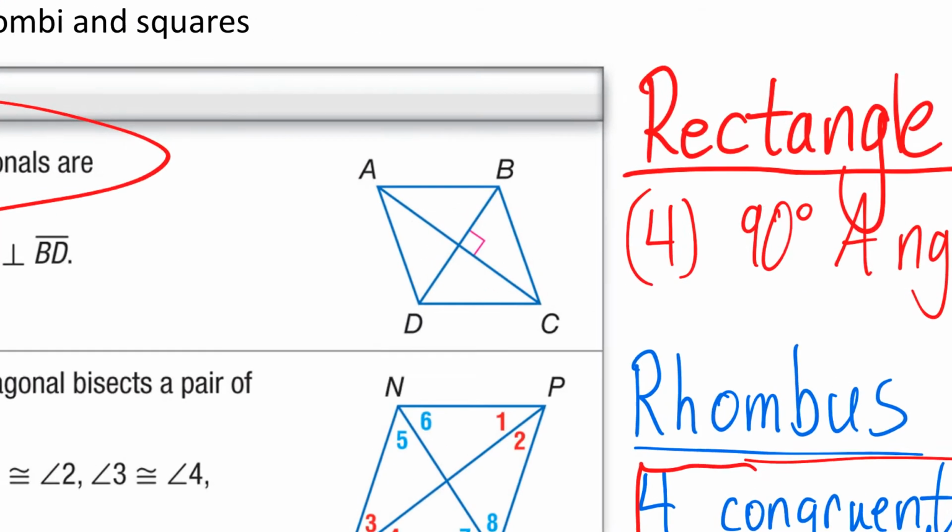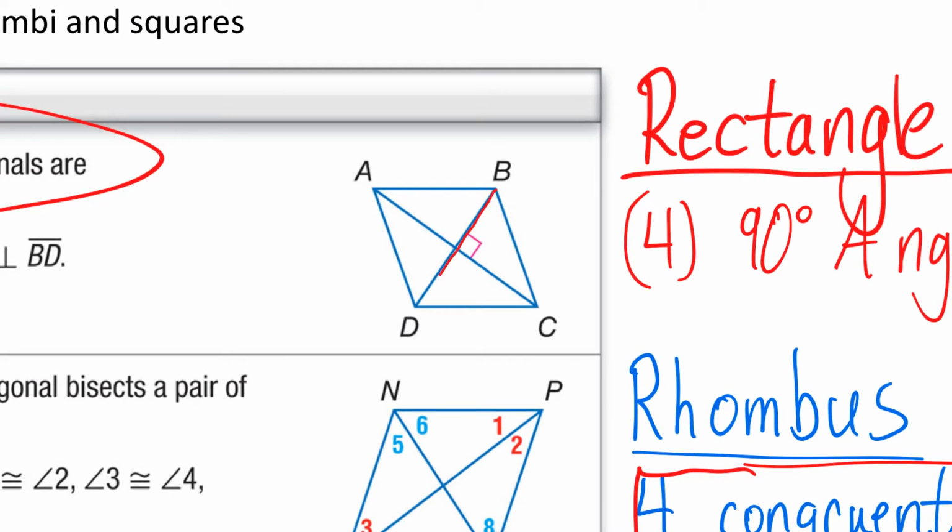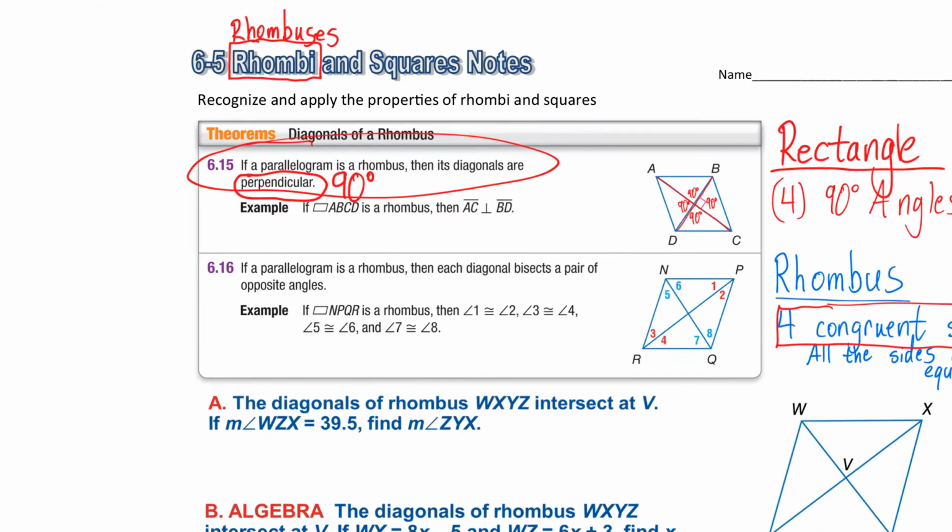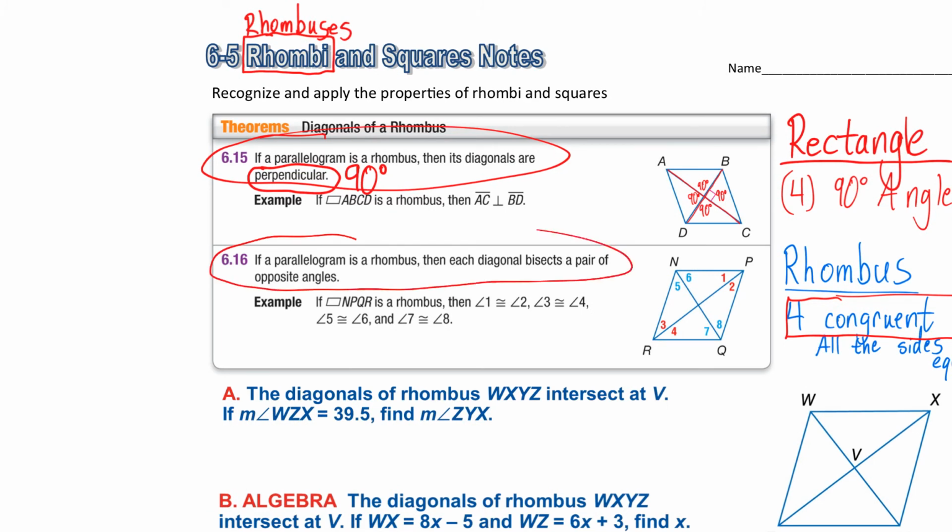So in a rhombus where the 2 diagonals meet, where this and this meet, it's always going to make a 90-degree angle in here. So it will always be 90 degrees in a rhombus. Okay? Those angles are always 90. So that's one property. The other property we're going to use is this one right here.